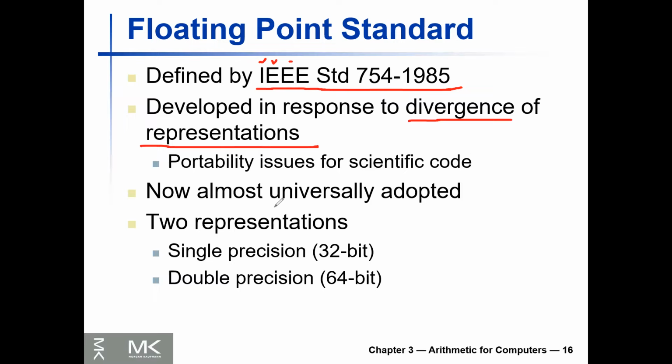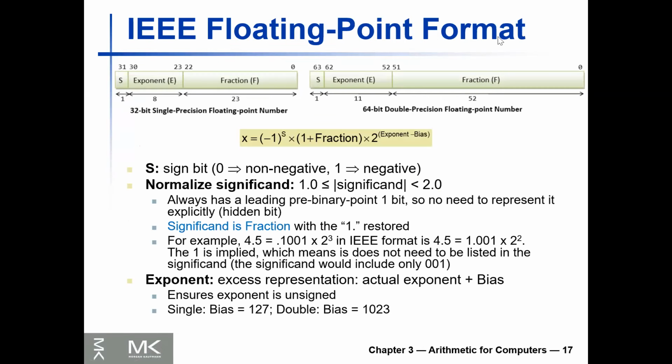Now it is almost universally adopted. There are 2 representations. One is called single precision, which is 32 bits long. Another one is double precision, which is a 64-bit long representation. We'll discuss both the standards one by one. So let's see now what this is. The IEEE floating point format: this is the 32-bit single precision format, and you can see the fields here.